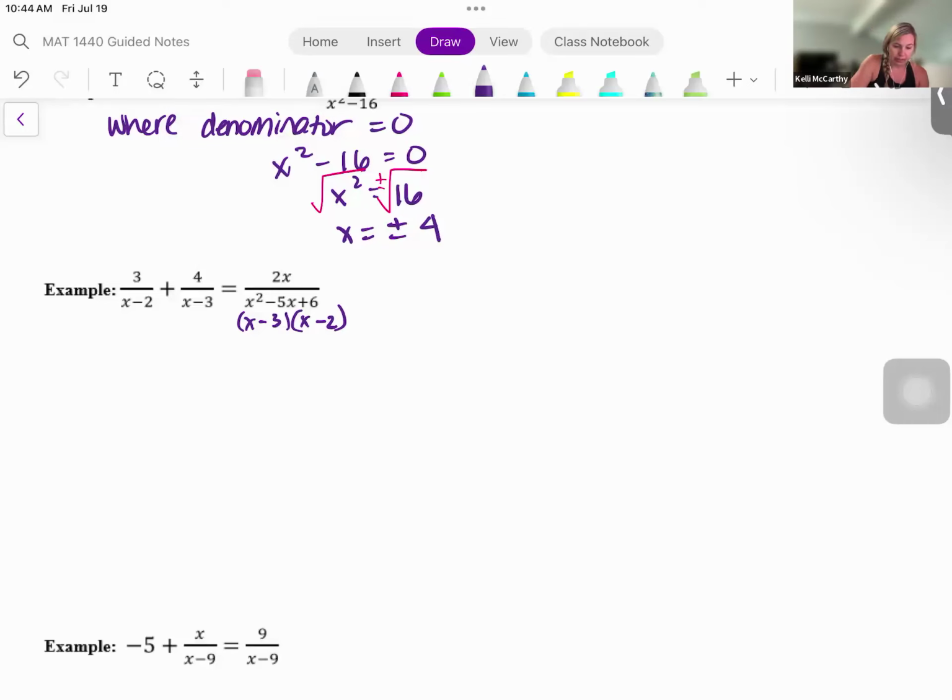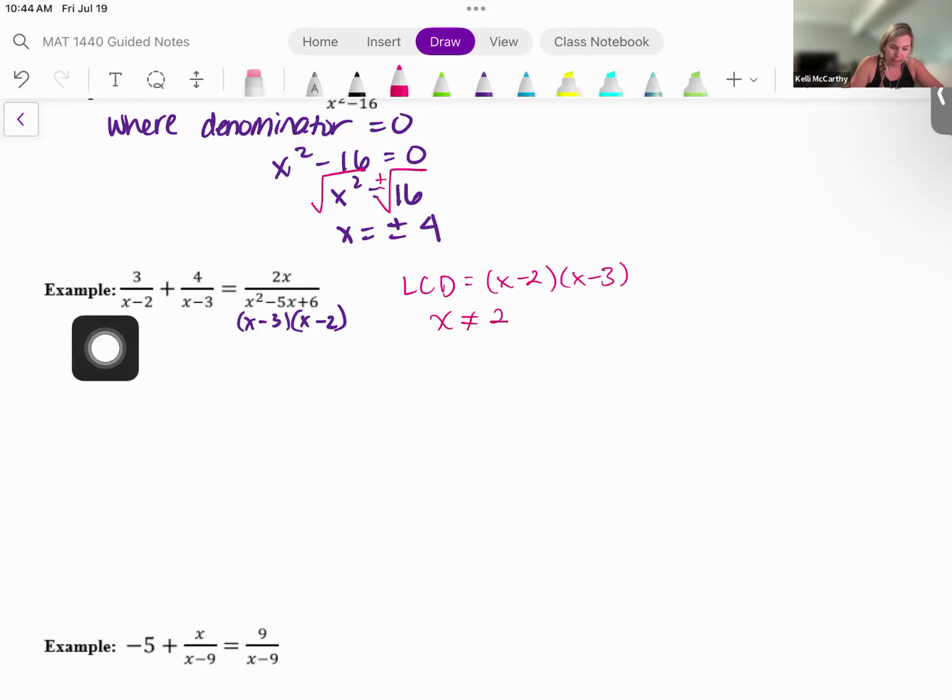So now that everything is factored, we can see that our LCD is going to be x minus 2 times x minus 3. And we can also see our restrictions. x cannot be 2, because if it's 2, that first denominator is 0, and so is the third. And it can't be 3. So those are our restrictions.